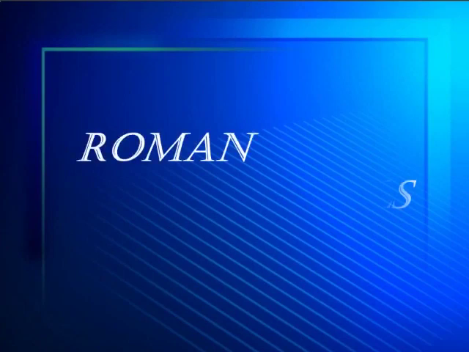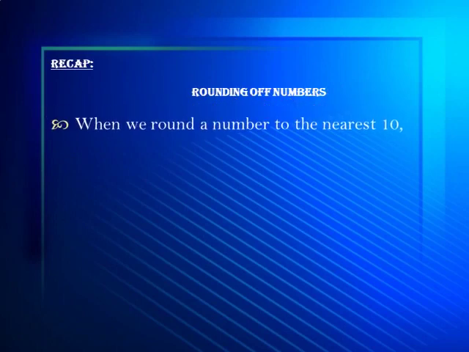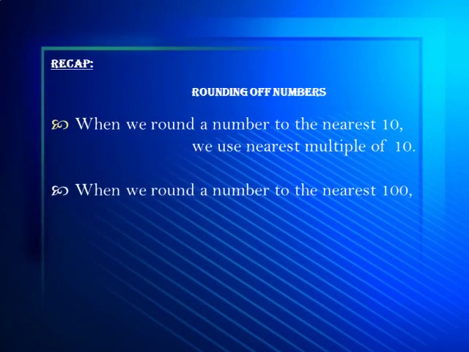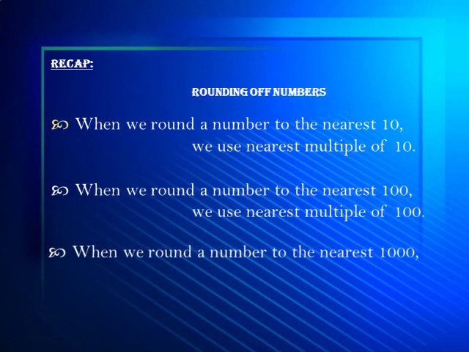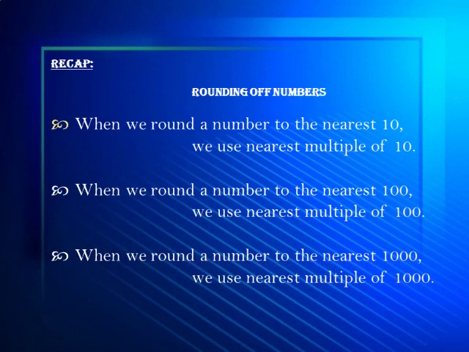So today we are going to take up the topic Roman numerals. Before getting into the topic, let us have a short recap of what we studied in the last class. Let us see the rules for rounding of numbers. When we round a number to the nearest 10, we use the nearest multiple of 10. When we round a number to the nearest 100, we use the nearest multiple of 100. When we round a number to the nearest 1000, we use the nearest multiple of 1000. Let us see an example for it.